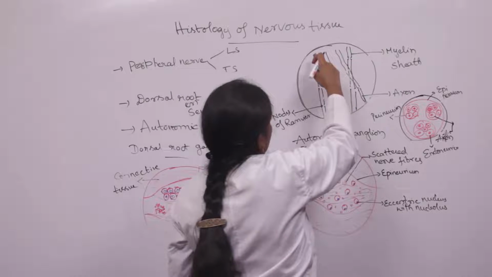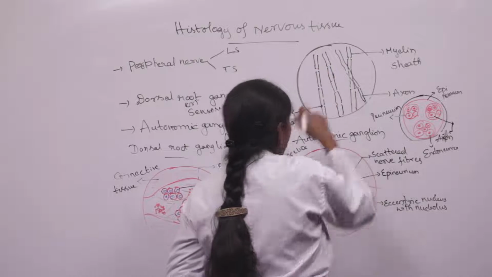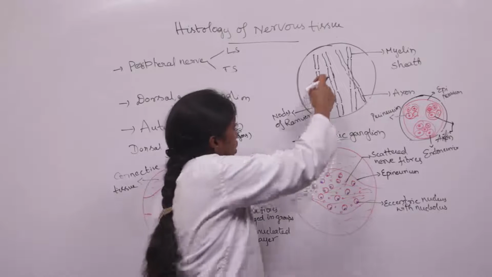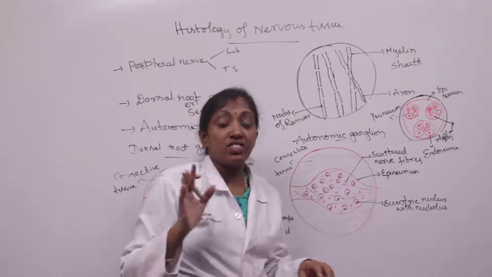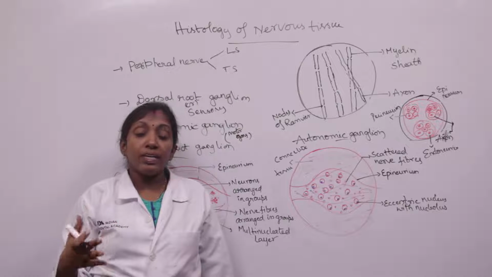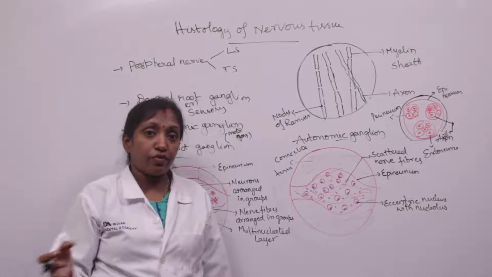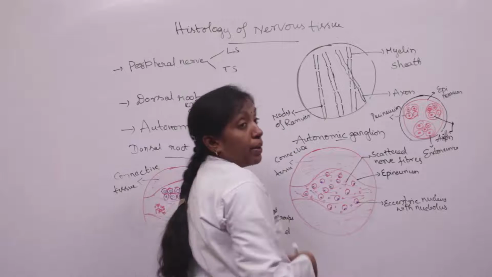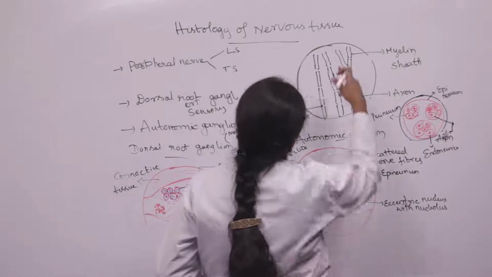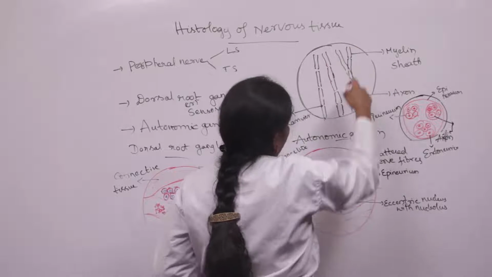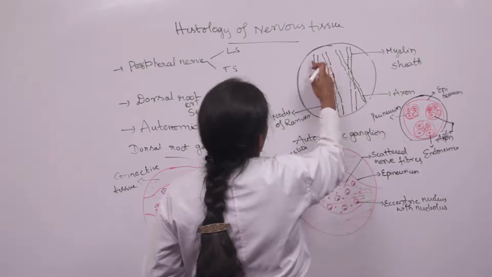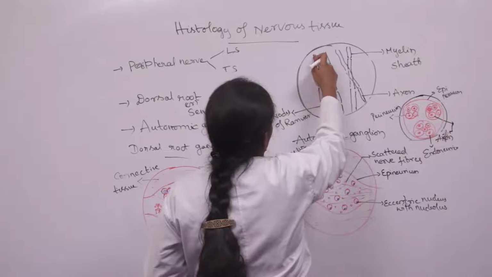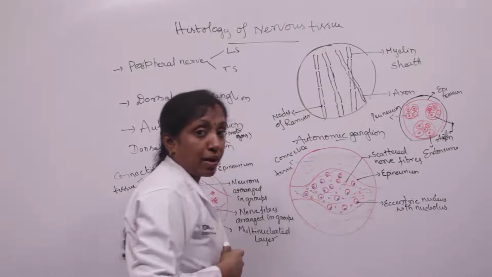So that's why I have represented the myelin sheath here in black color, because the myelin sheath can be seen only if the staining technique used is osmic acid. If osmic acid is used, then only will we be able to see the myelin sheath. So these are nothing but the nerve fibers, the axons, and the myelin sheath is present surrounding the axon.